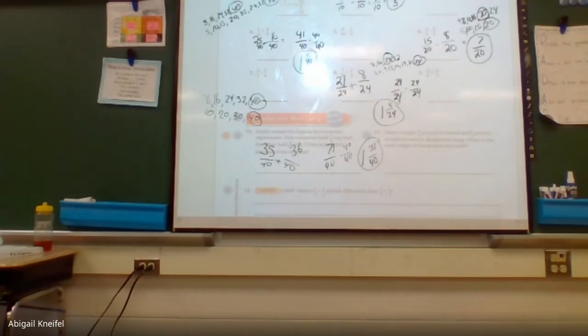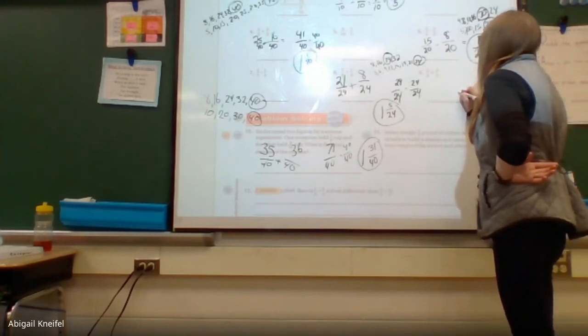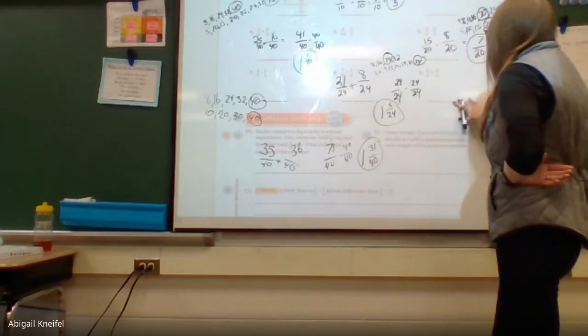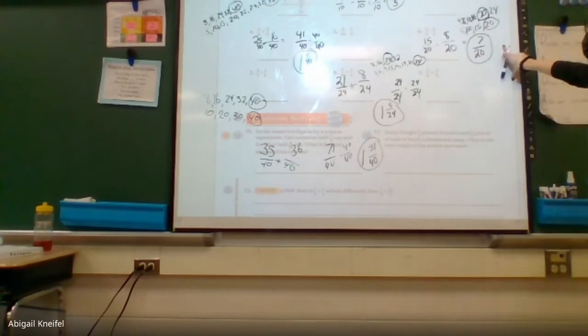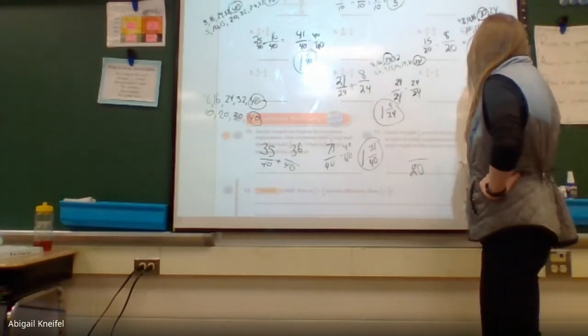Henry bought 3/4 pound of screws and 2/5 pounds of nails to build a skateboard ramp. What is the total weight of screws and nails? So my denominators are 4 and 5. I'm going to list multiples of 4. Oh, we already did that up there. In number 6, we had to list multiples of 4 and 5. What was our common denominator? 20. So we can use our work from above.